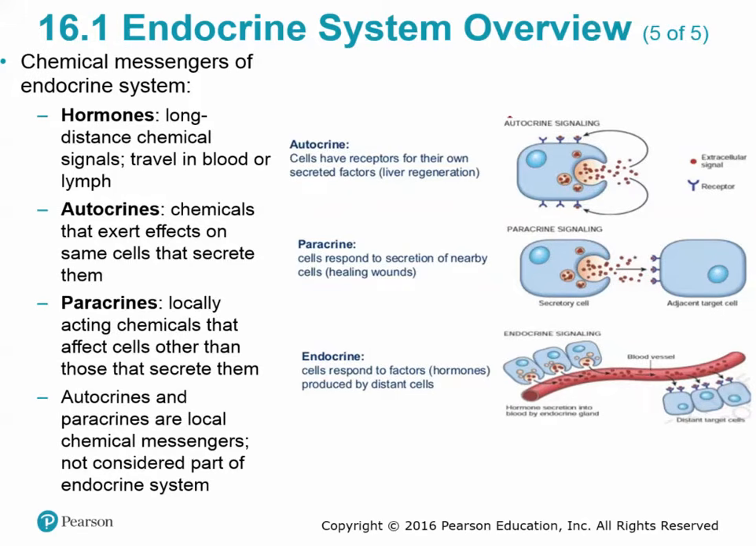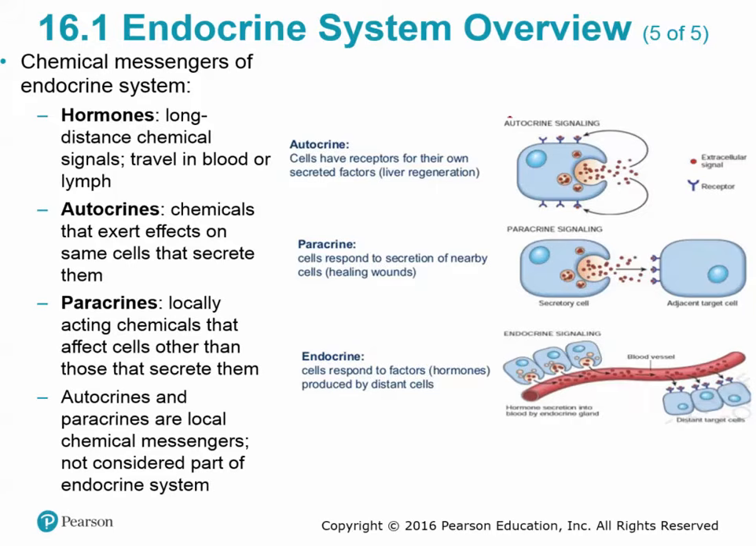So with the endocrine system, we're dealing with hormones. Hormones are essentially just chemical messengers. They're going to send a message from one cell to another cell to make it do something, change its activity. So hormones that we'll talk about are defined as long distance chemical signals because they're able to travel in the blood or the lymph fluid. So they're able to travel pretty much all throughout the body, long distance compared to the cell that secreted that hormone.